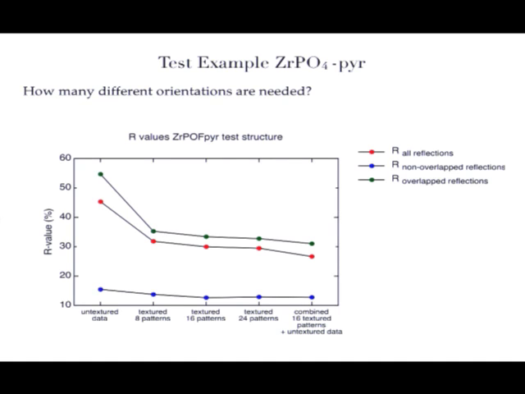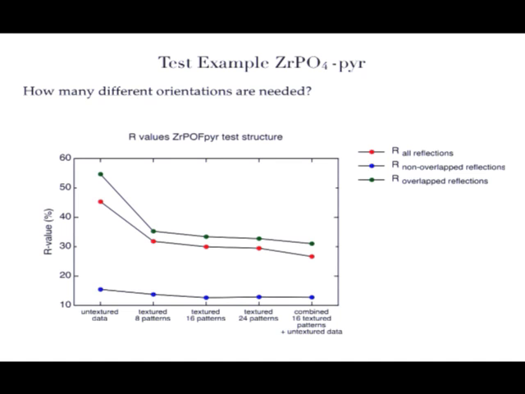If we now use 8 textured patterns for the analysis, for the deconvolution, the R value drops, and it doesn't really improve if you use more patterns. So we can work with a limited number of carefully selected orientations. You can combine this with a measurement from an untextured sample on an instrument with an analyzer crystal, which is high resolution. It will improve a little bit.